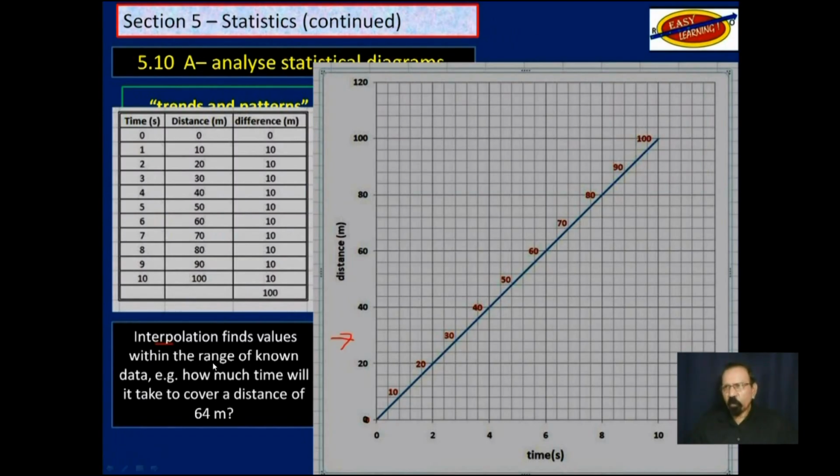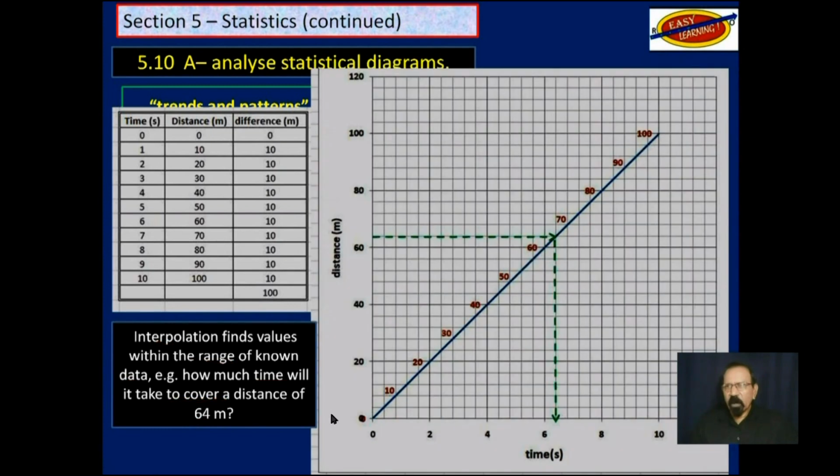Interpolation finds values within the range of known data. Example, how much time will it take to cover a distance of 64 meters? So we go up here to 64 meters, come across until we touch this graph, then come down here, and we get our answer at that point, which is 6.4 seconds. Notice that is within the known data. And we could go the other way around. We could be given the time here and then find the distance across here. But it is within the known data.